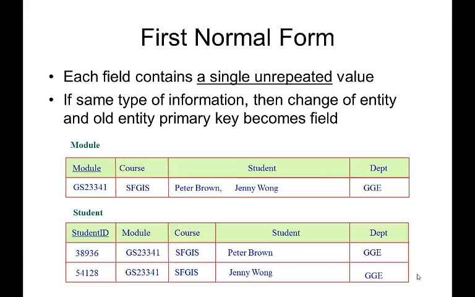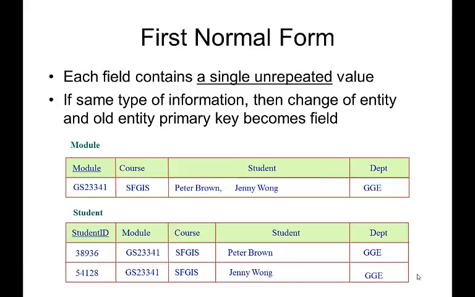So this table, well, initially we thought this was about modules. After all, Peter Brown and Jenny Wong are taking this module. It's got to be a module. Isn't it a table about modules? Well, no. It's actually information about students, and the module is, in fact, an attribute of a student. So in an original design, the student was an attribute of the module. In fact, to a certain extent, it's better to represent it as the module being an attribute of a student.